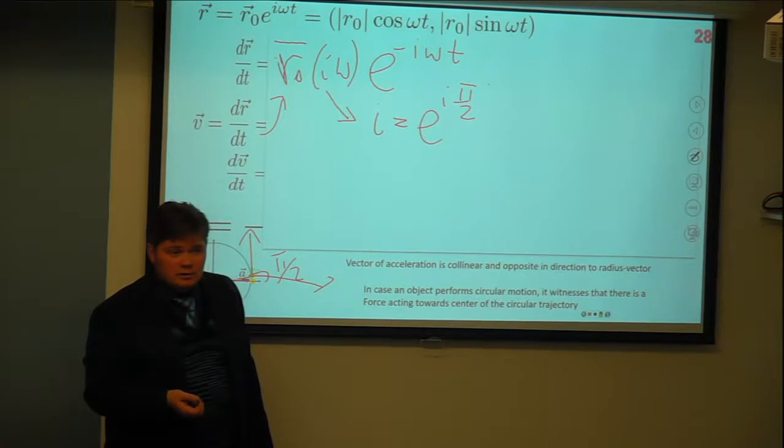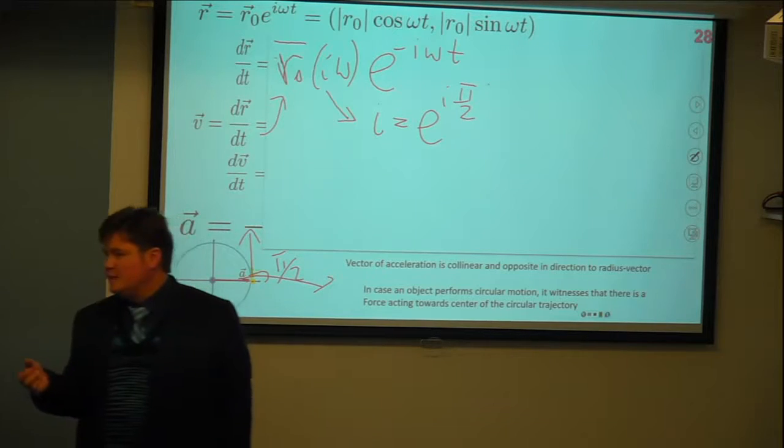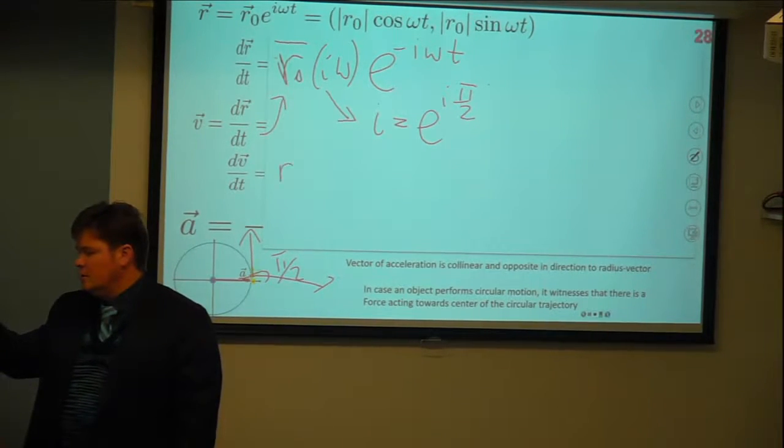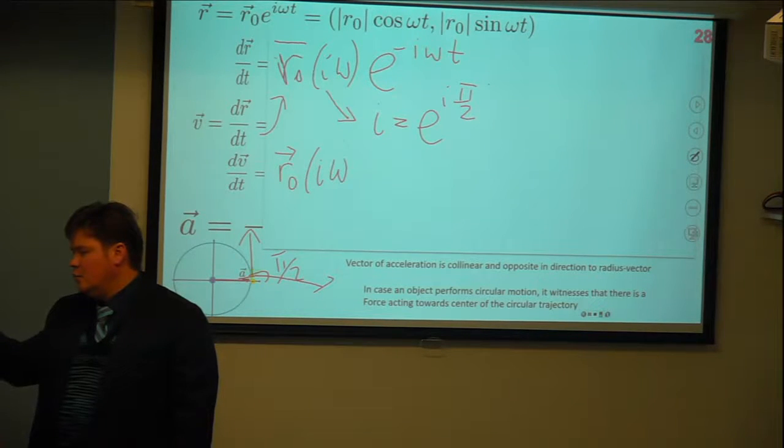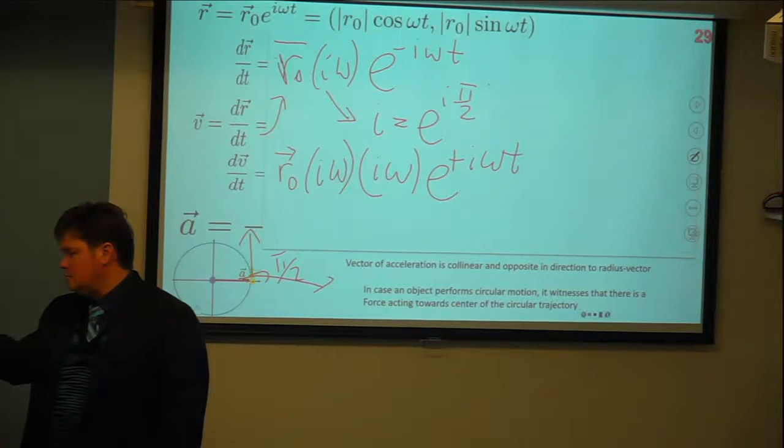what are we going to get? Acceleration. Yes, but mathematically. We will keep this R naught. We will keep i omega from the first derivative, and once again another i omega from the second derivative, and then once again e to the minus plus i omega t.